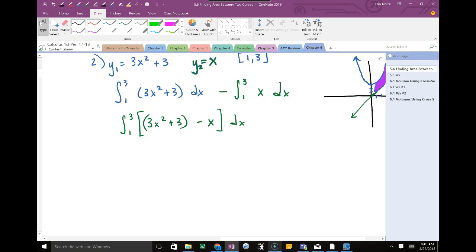So what is the integral of 3x squared? No, wait, that's x to the third, right? Because the 3's cancel, because I would have 3x to the third divided by 3. Good. Okay, what is the integral of 3? 3x. And what is the integral of negative x? Negative 1/2 x squared. Good. So I put that in parentheses because I just integrated it. Draw that vertical line from 3 to 1.